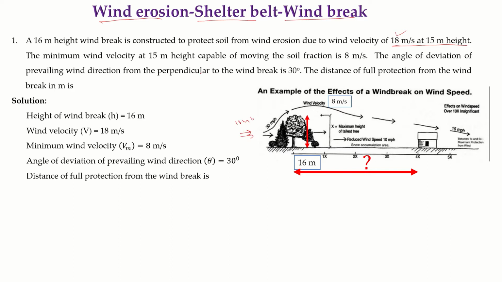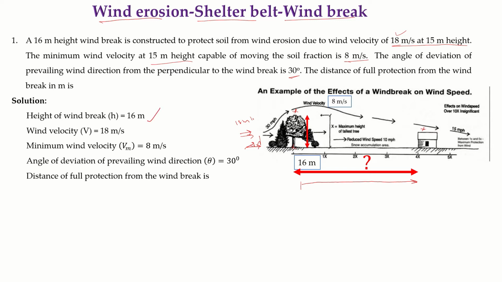The minimum wind velocity at a height of 15 meters capable of moving soil fraction is 8 meter per second. And the angle of deviation of the prevailing wind direction from the perpendicular to the wind break is 30 degrees. The distance of full protection from the wind break is asked. Here I have planted my wind break, and here is my farm shed. Now, how long is the distance from the wind break?